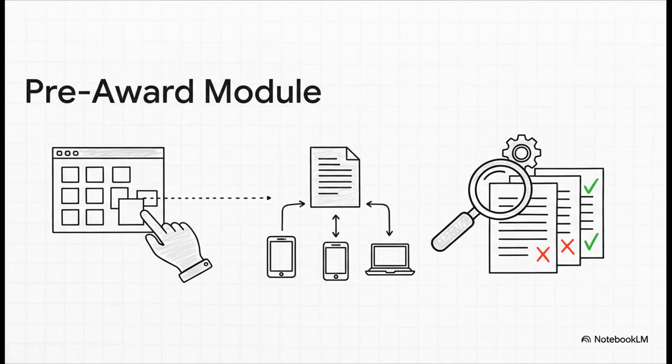First up is the pre-award module. Think of this as the foundation. This is where you actually design your programs using a super simple drag-and-drop builder. You can create these smart, dynamic forms that actually change based on how someone answers. And, this is a big one, you can set up automated rules to screen for eligibility, which saves your team just countless hours of work.